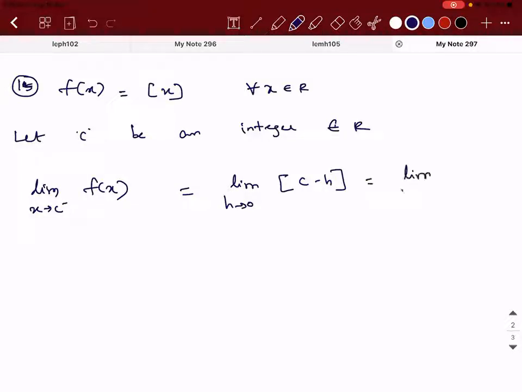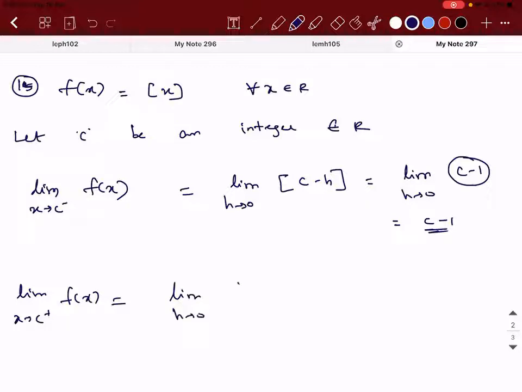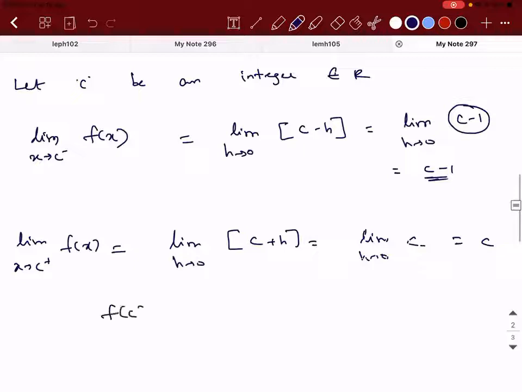Now, this will become limit h tends to 0, c minus 1. Right. Since we don't have any h here, the answer will be c minus 1 only. Similarly, limit x tends to c plus of f of x. What is it? Limit h tends to 0, greatest integer of c plus h. So limit h tends to 0, c plus h is going to be c or c plus 1 now? c itself. Okay, this will give you c. What is f of c? It is greatest integer of c, that will give you c.